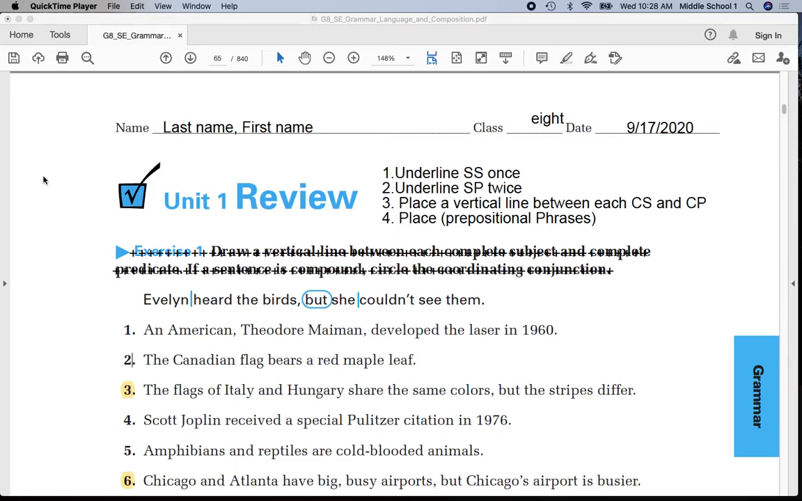Number 1, we're going to underline the simple subject once. Number 2, we're going to underline the simple predicate twice. Number 3, we're going to put a vertical line between each compound subject and compound predicate. And if the sentence has a prepositional phrase, I'm going to put parentheses around each of them.